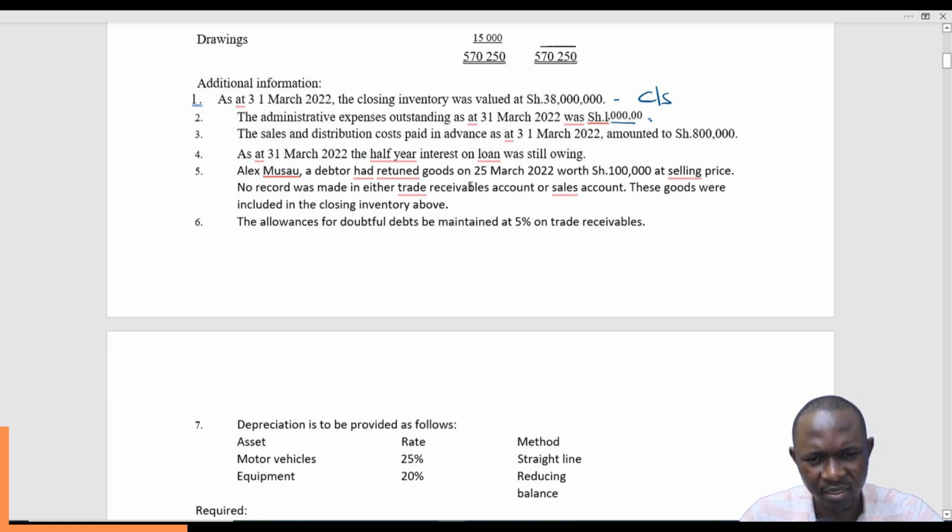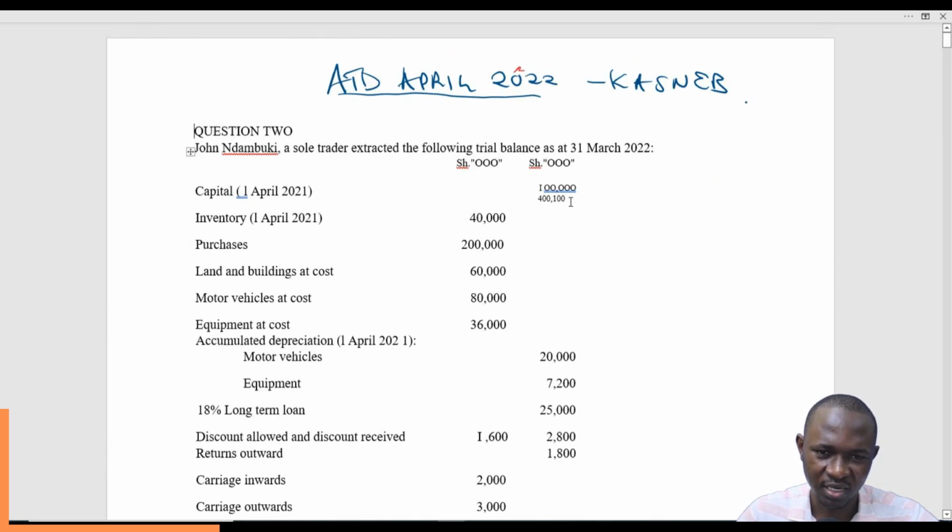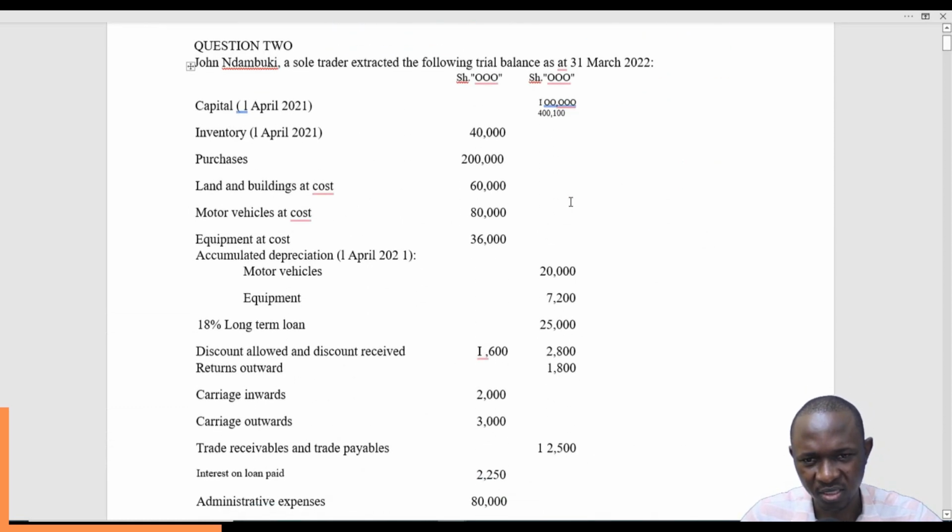Alex Musao, a debtor, had returned goods on 25th. These are just returns inwards, because Alex Musao was a debtor. He is a customer. So he returned goods. So we'll have sales returns of 100. And then since no record was made in trade receivables account also, we will have to reduce the trade receivables by 100. And then the allowances for doubtful debts to be maintained at 5% of trade receivables. So we'll work out 5% of trade receivables to see if it's an increase or a decrease. If it's an increase, we debit P&L. If it's a decrease, we credit P&L.